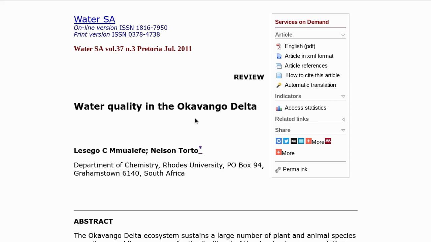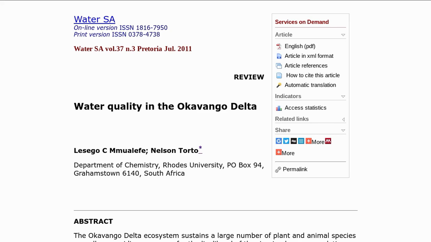The third step of the CRAAP test is the first A. In this case, the A is for authority. The author of this article is with the Department of Chemistry at Rhodes University. Rhodes University is in Grahamstown, South Africa. Though it is not directly in Botswana, it is relatively close. And since he is a member of the Department of Chemistry, I would say the author passes as an authority figure regarding the pollution in the Okavango Delta. I'd say he passes step 3 of the CRAAP test.